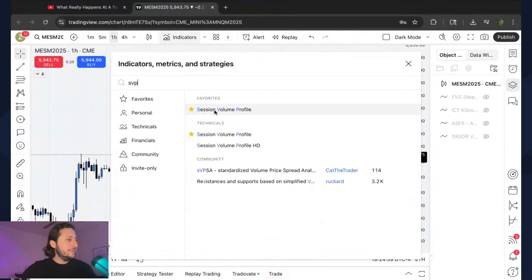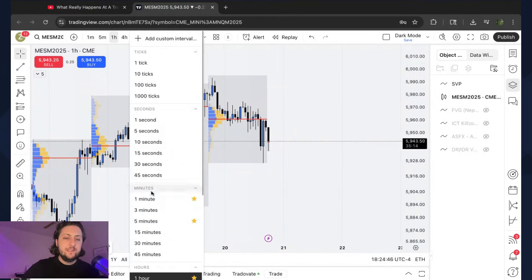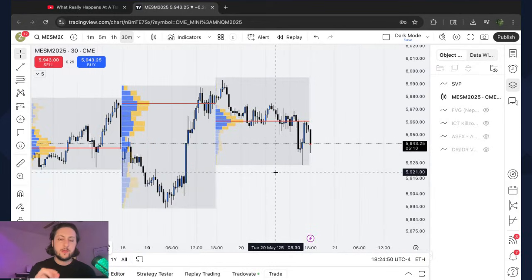So we're going to be using the indicator Session Volume Profile. Plot that on our chart. Now, the first thing you need to know is when you're plotting these levels on your chart, you need to use the 30-minute time frame. Market profile and volume profile were created under the assumption that you will be using the 30-minute time frame. Now, I could do a whole video on why that is. Right now, I don't think it's relevant. I just want to get into the technicals here.